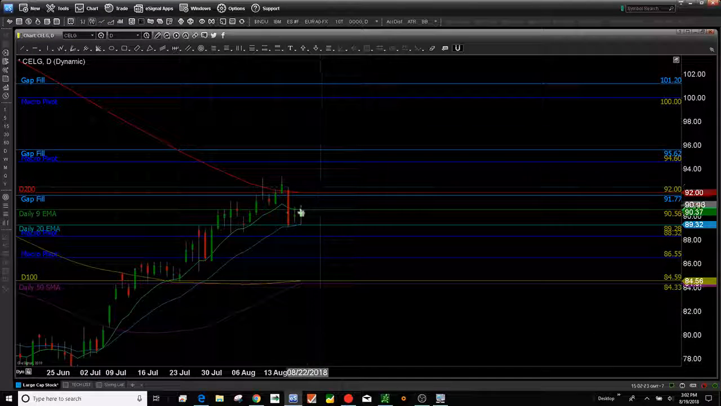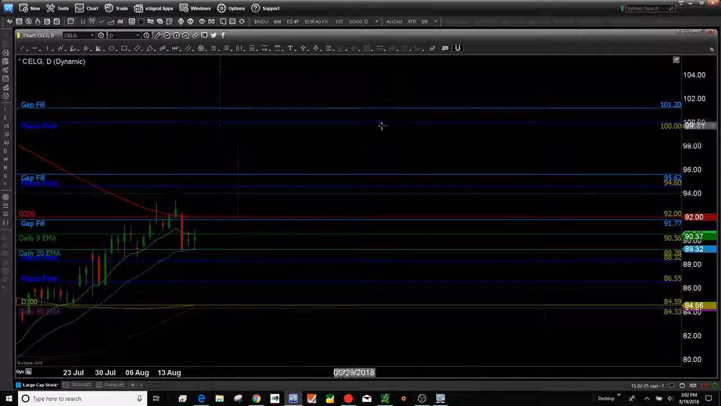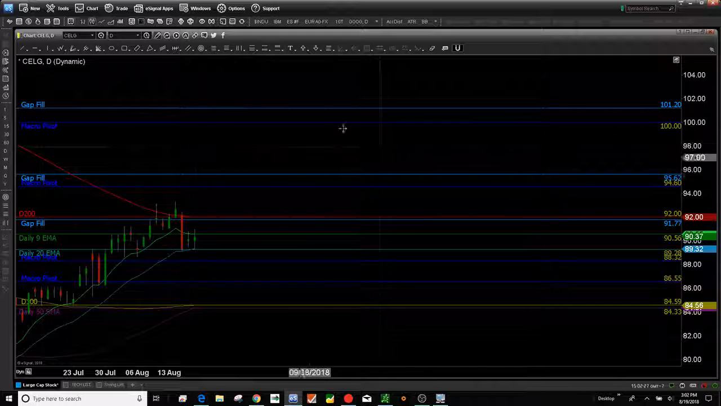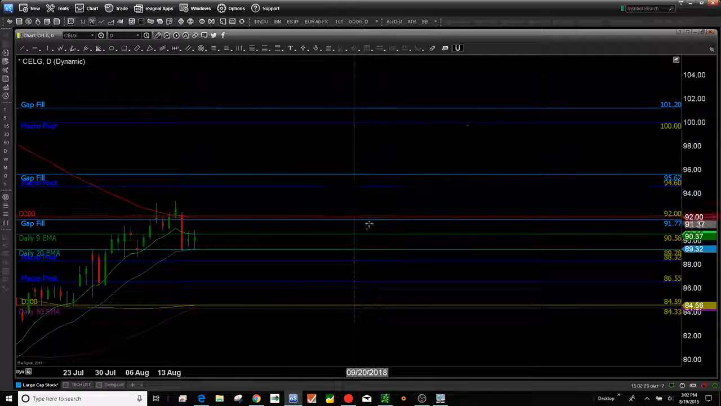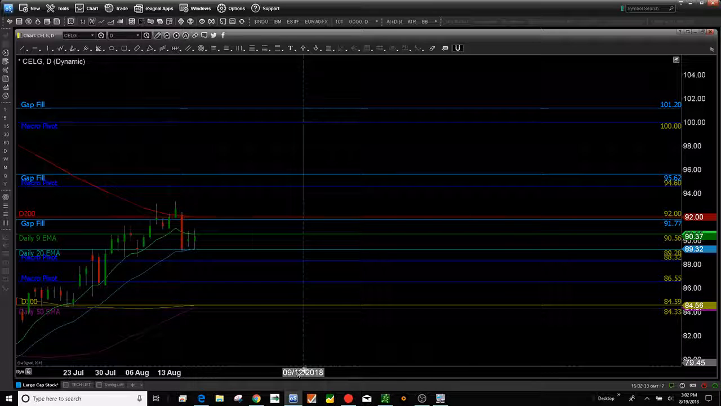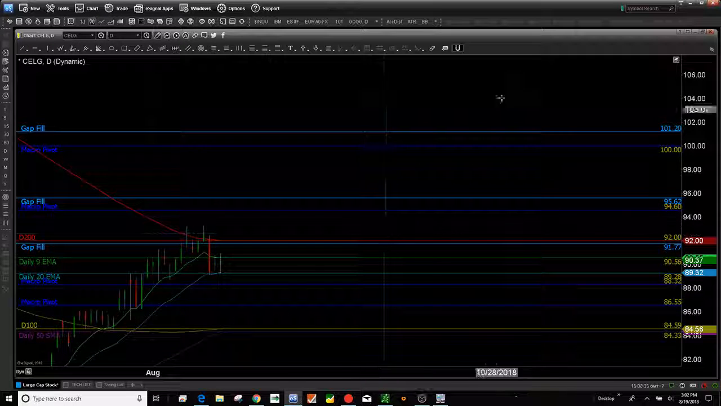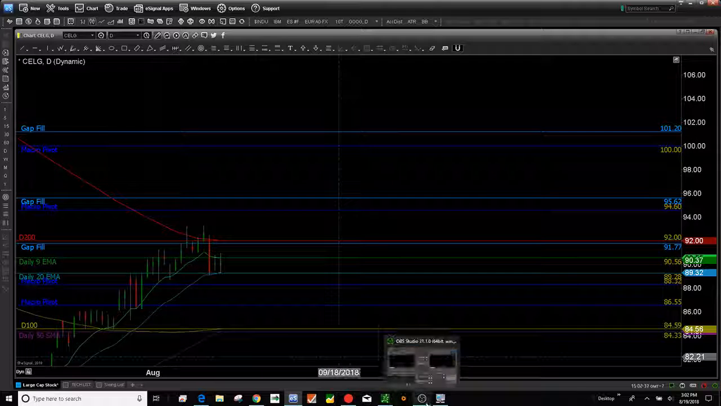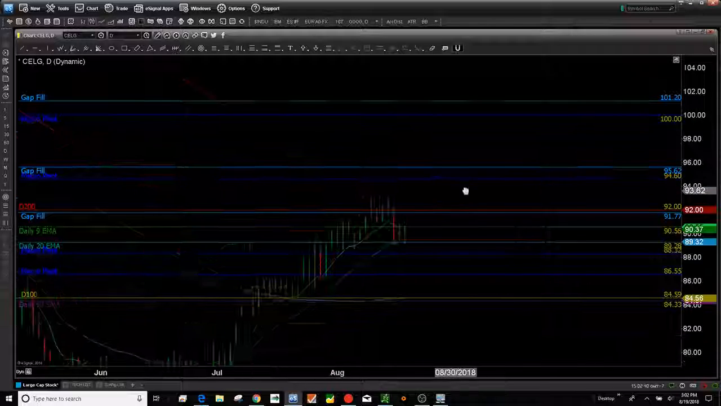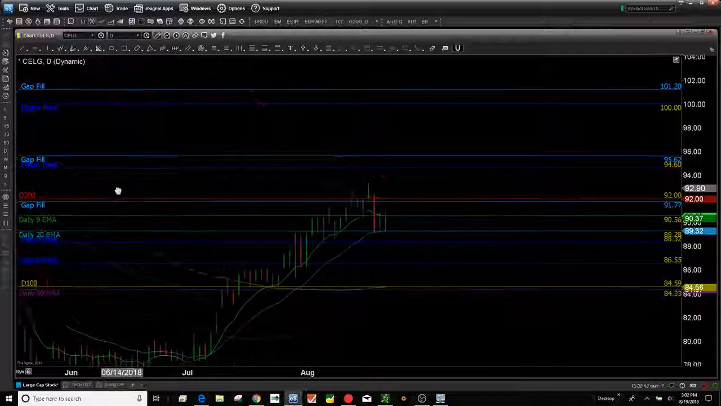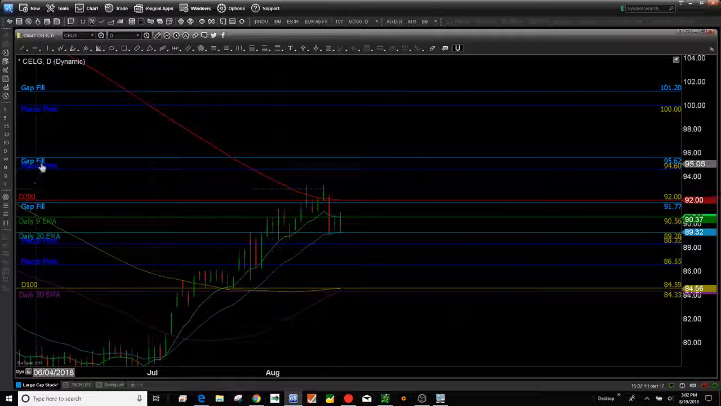So anyway, this Celgene is not going to be ready to be traded until right around over here somewhere. It should break up, break down, and then break up. So right around here is where I will possibly take a swing trade long. Anyway, hope this makes sense. Hope this helps out. These are all the lines, how we got them and how we labeled them.